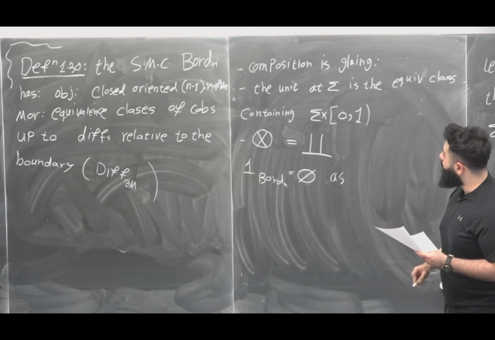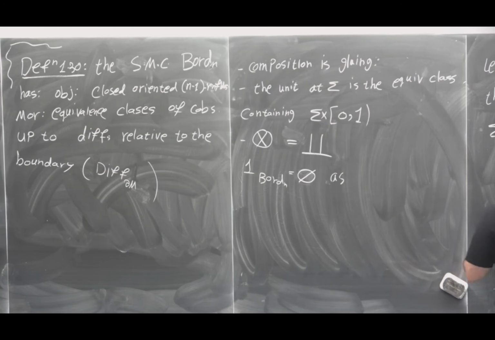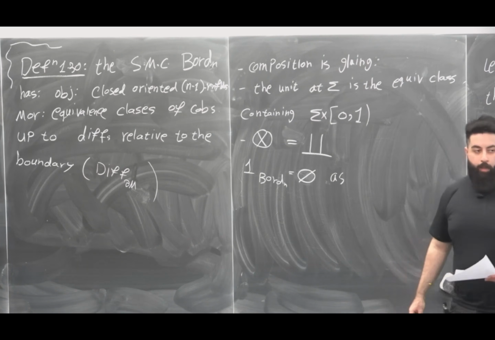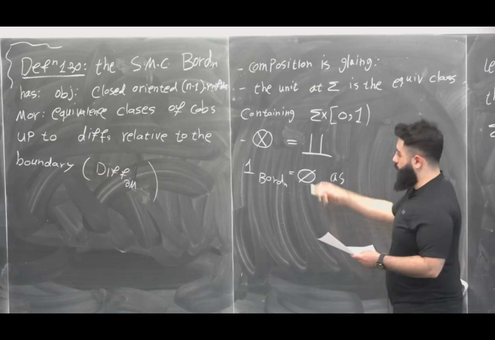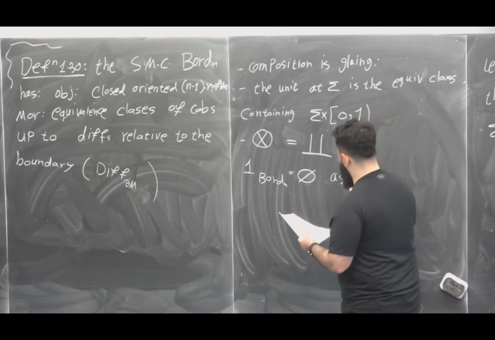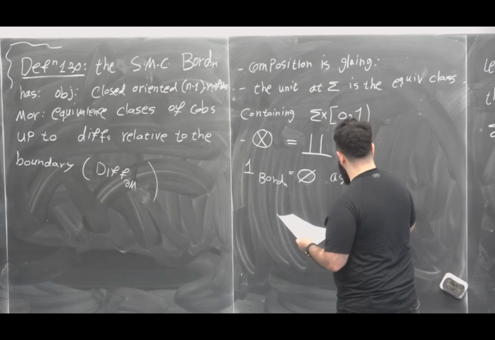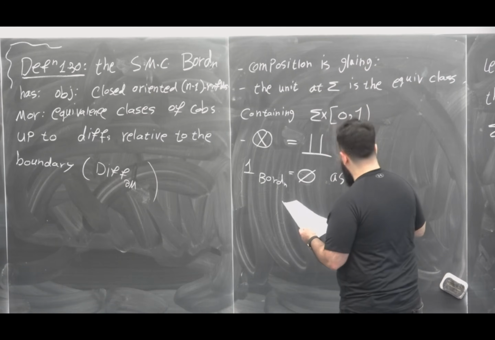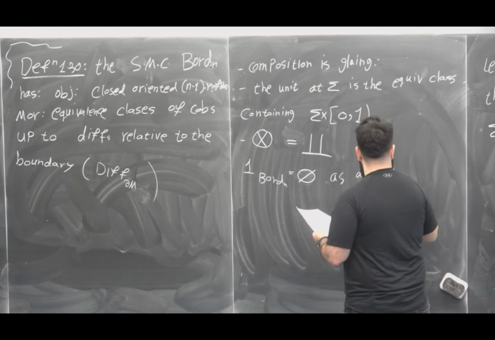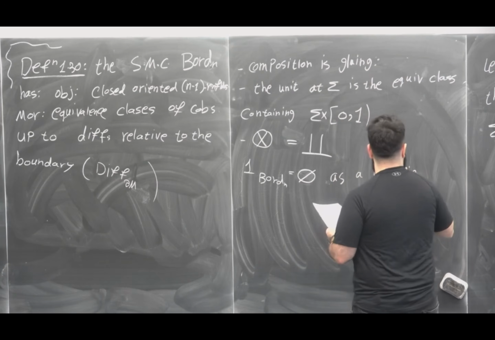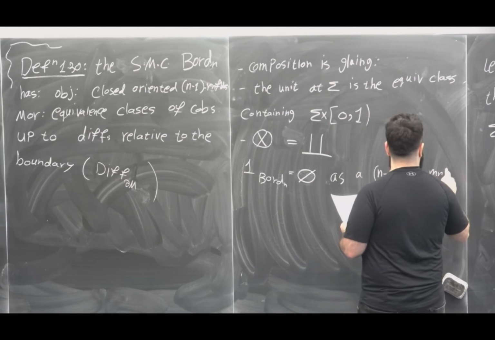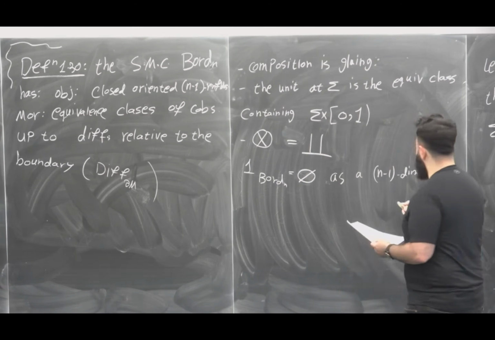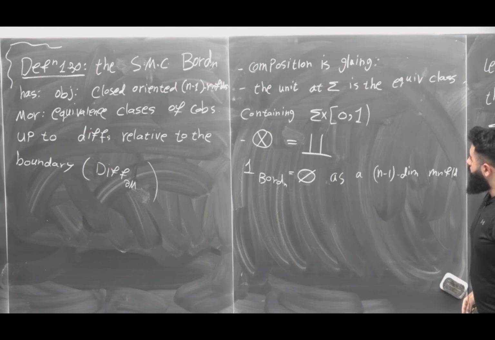Yeah, I myself said n-1 here. It should be n-1. So I guess that's a typo in the lecture series of Lucas's. So yes, it should be n-1, as an (n-1)-dimensional manifold, right? Because objects, we said, are (n-1)-dimensional manifolds.